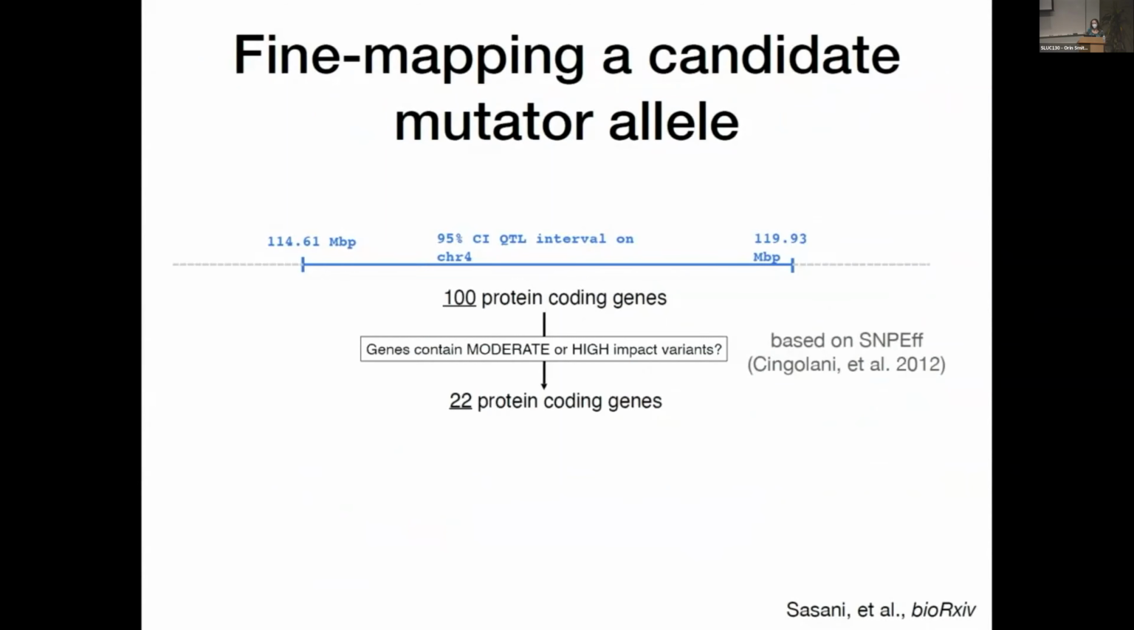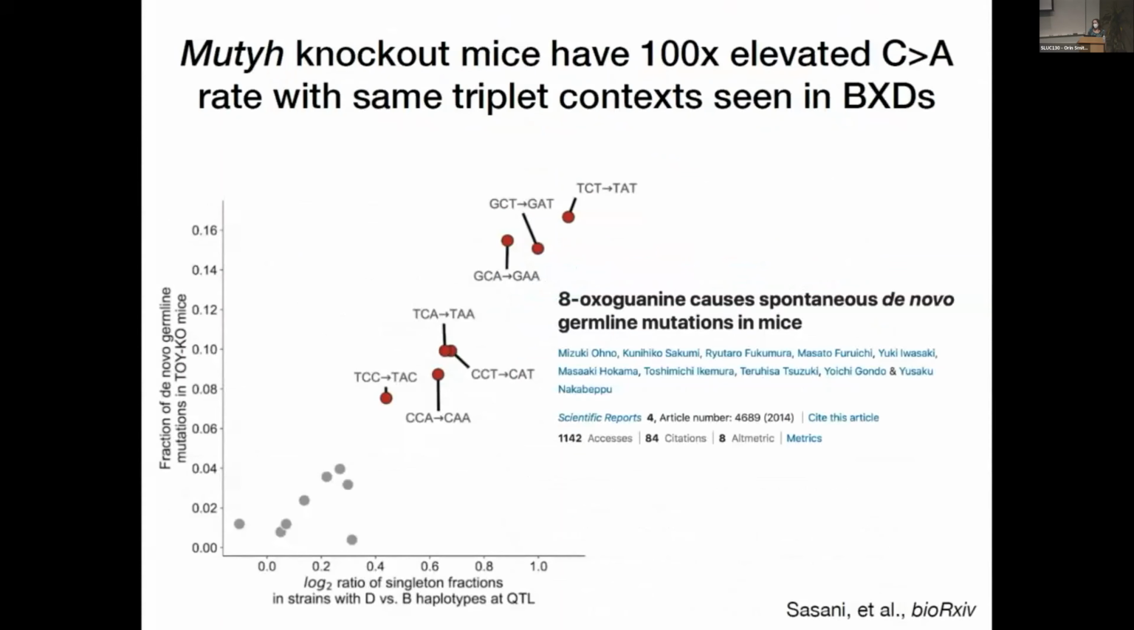And that's really nice because C to A mutations are what are caused by this specific type of DNA damage. Going beyond that, there have been other studies of mice showing that knocking out this gene produces a more severe C to A germline mutation phenotype, and that it even has the same distribution of sequence contexts as what we see in the BXD germlines.